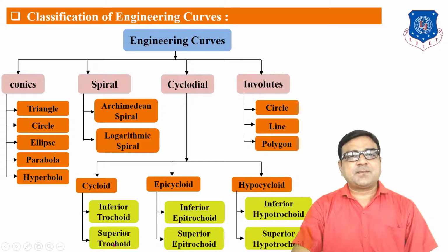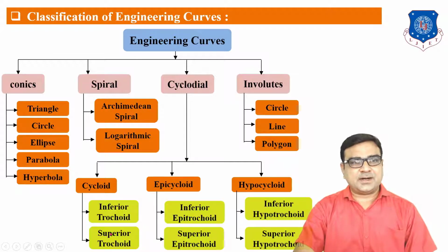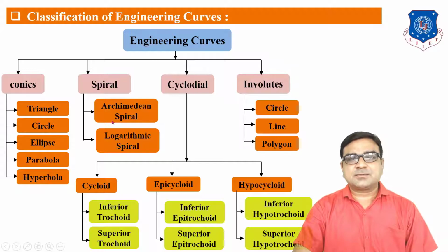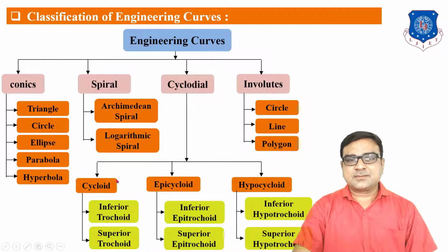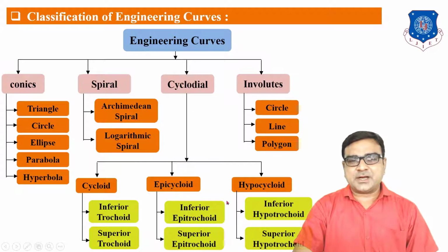Now in this chapter, we won't cover all the curves, which are classified in this manner. First, conic curves, in which we will study circle, ellipse, parabola, hyperbola. Spiral curves, in which there are two methods: Archimedean spiral and logarithmic spiral. Cycloidal curves, which are mainly classified into three: cycloid, epicycloid, and hypocycloid.